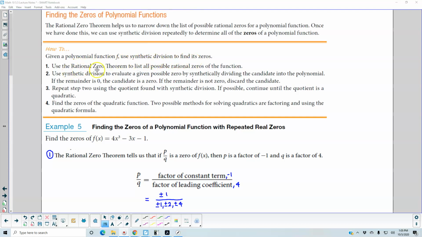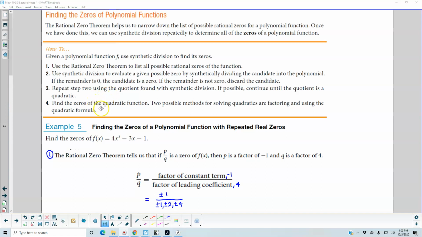Number one, we're going to use the rational zero theorem to list all possible rational zeros of the function. Number two, we're going to use synthetic division to evaluate a given possible zero by synthetically dividing the candidate into the polynomial. If the remainder is zero, then the candidate is a zero. If the remainder is not zero, then you discard the candidate. Number three, you repeat step 2 using the quotient found with synthetic division. If possible, continue until the quotient is a quadratic.